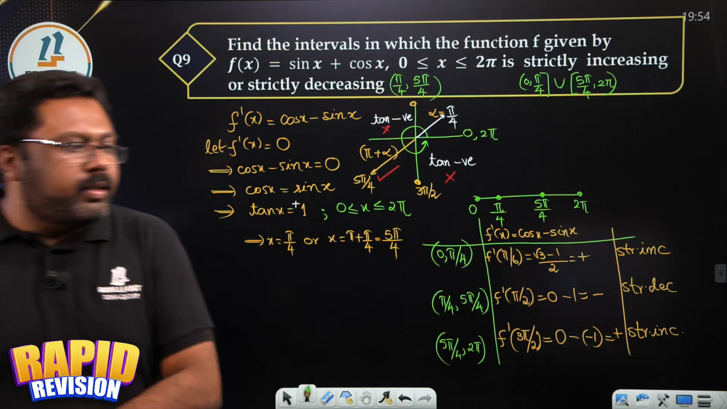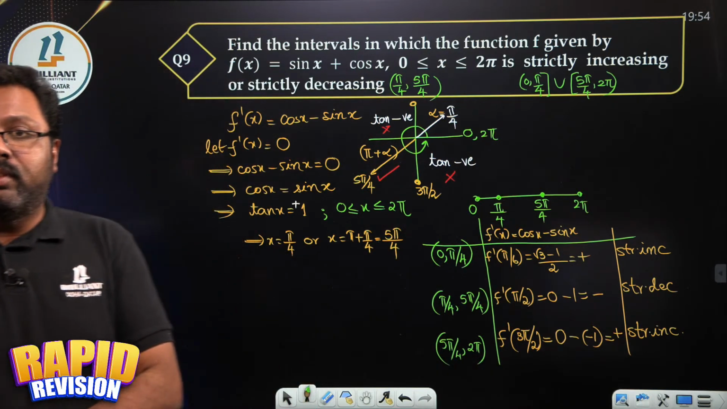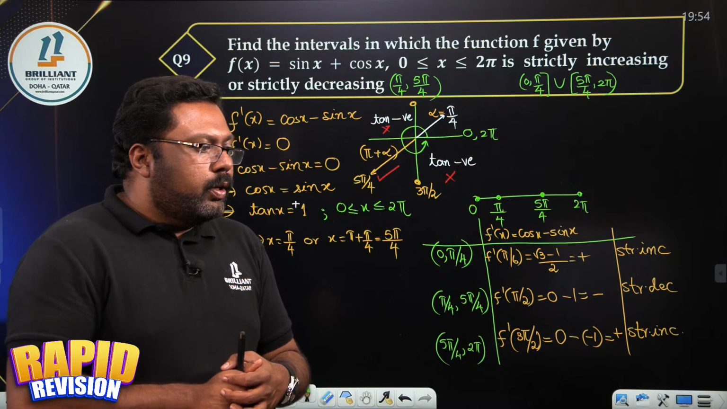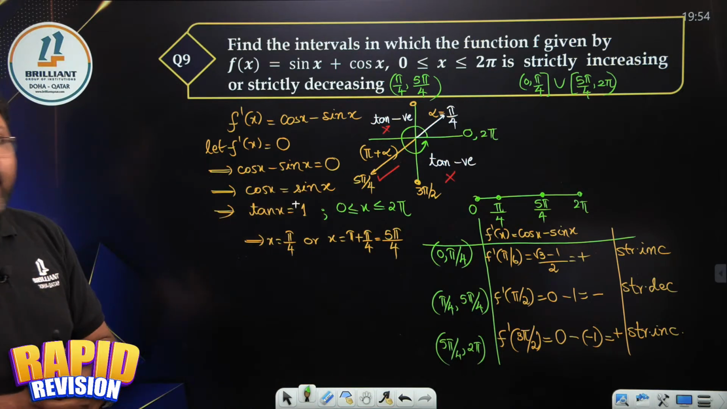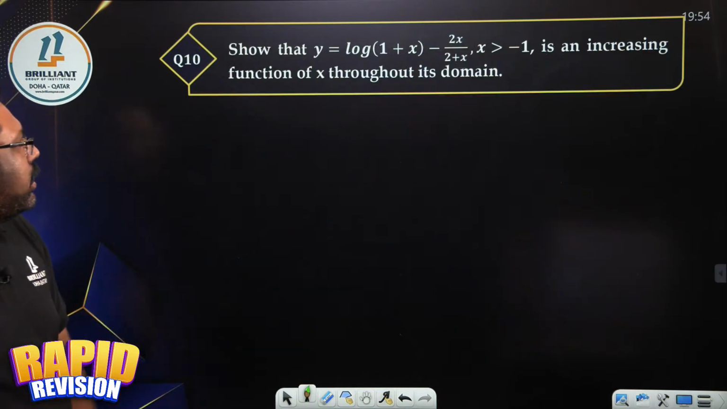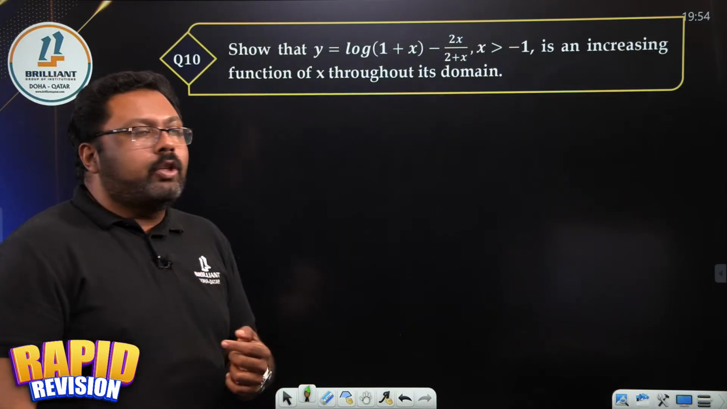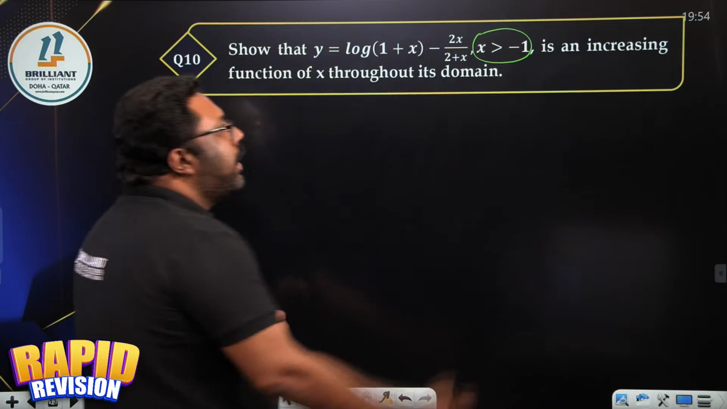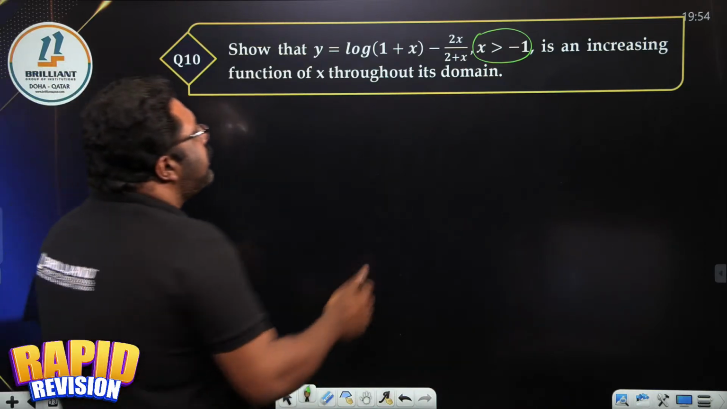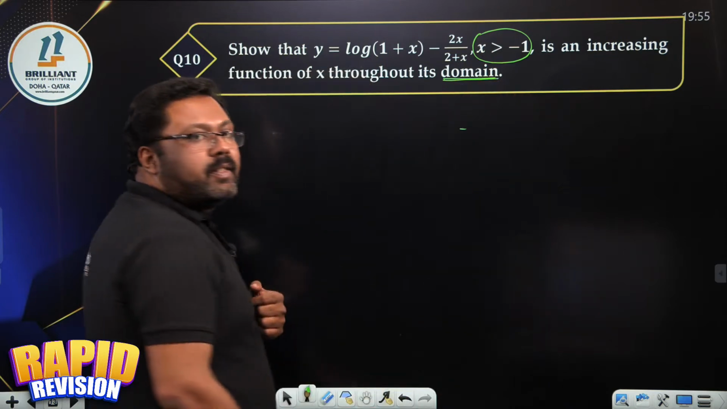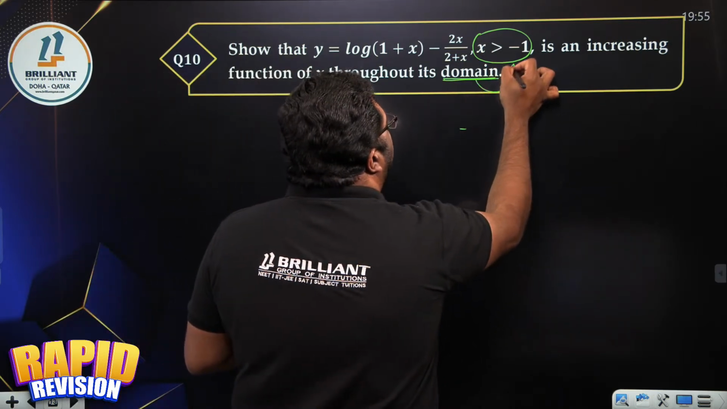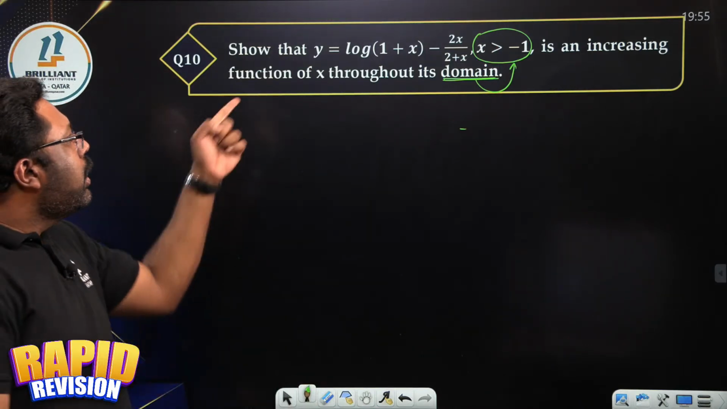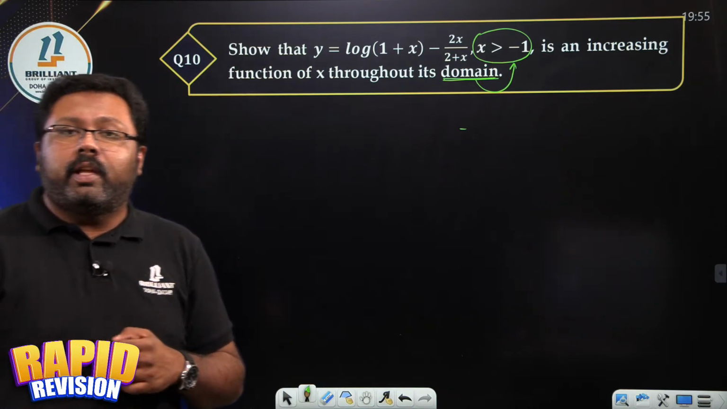If anybody is having doubts, you may ask. I've done 2 questions based on trigonometry. One is sine 3x, the other one is sine x plus cos x. Okay? I hope everybody is clear with this idea. Question number 9. Moving to question number 10. Show that this function is strictly increasing for all values of x greater than -1 throughout its domain. Domain means the values of x, and here the values of x are all greater than -1. So I have to prove that for every value of x greater than -1, this particular function is strictly increasing.